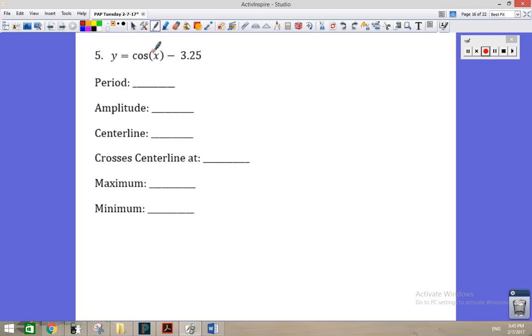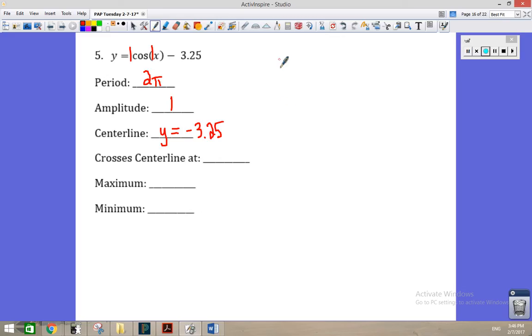The coefficient in front of x is 1, and it's a sine or a cosine, so the period is going to be 2 pi. Out in front here, the amplitude is, a 1 is implied there, so the amplitude is 1. My center line is what I'm adding or subtracting. It's always y equals, so it's y equals this decimal number, -3.25.